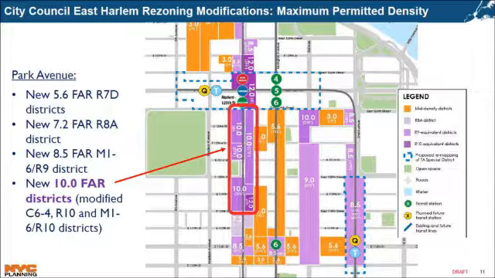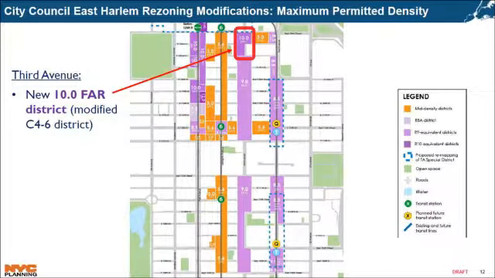And there are some new 10 FAR districts as well that have been proposed by Council for the modifications. They're circled on the slide here. The proposed C6-4 and M1-6/R10 districts would now have a maximum permitted FAR of 10. Most of the proposed R10 districts in this area would also have a maximum permitted FAR of 10. The maximum permitted FAR of 12 was maintained on the block on the east side of Park Avenue between 118th and 119th Street.